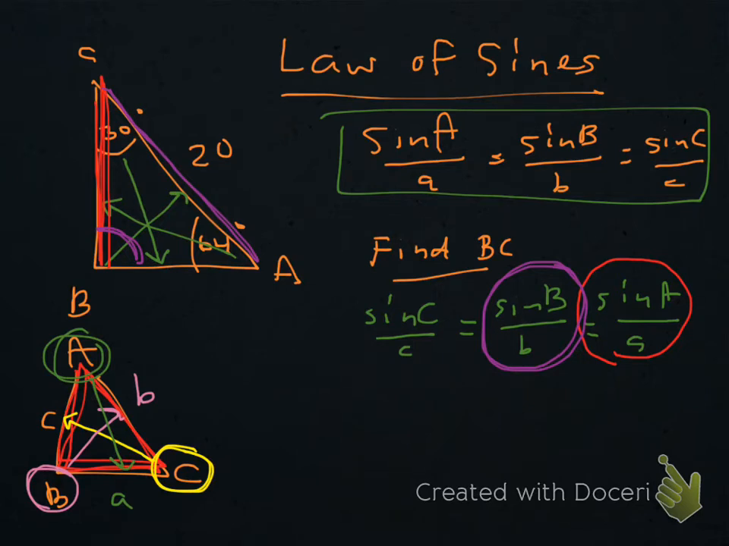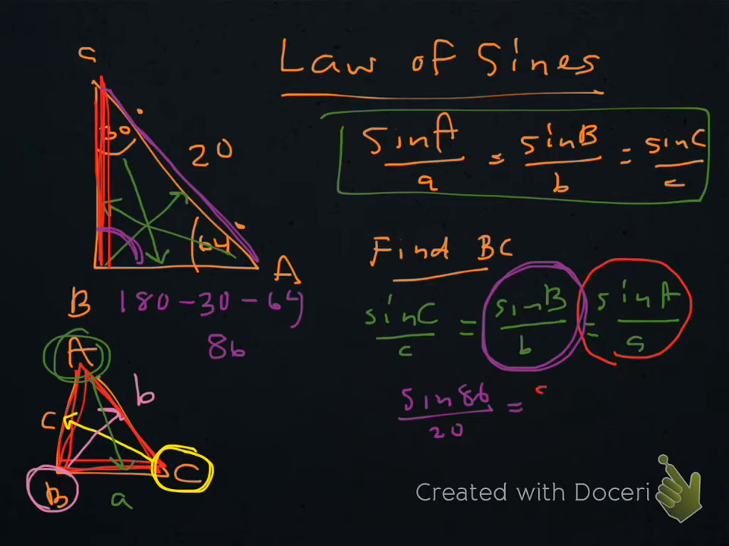We can calculate it, though, because we know that the sum of all the angles in a triangle is 180 degrees. So we can figure out what it is. I think it's 86, but let me just double check. 180 minus 30 minus 64 is 86. So we're going to use the sine of 86 over that side length, which is 20.